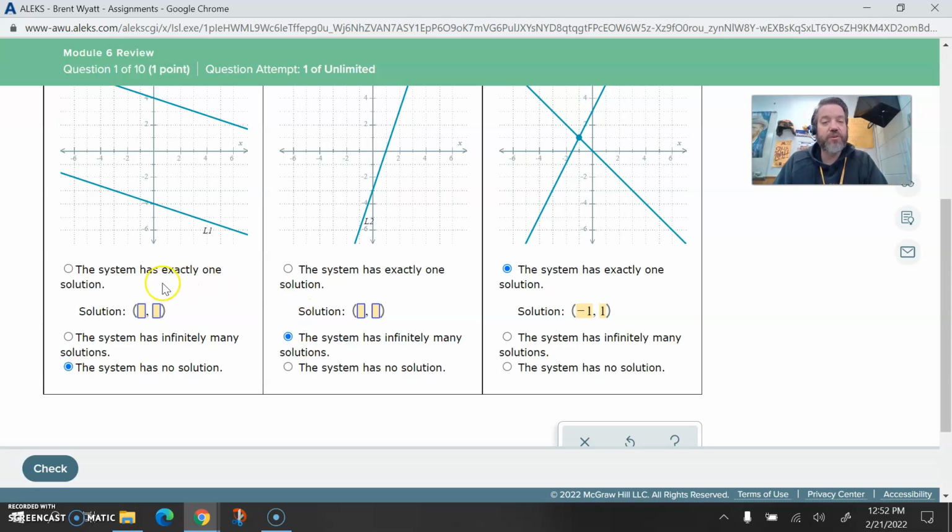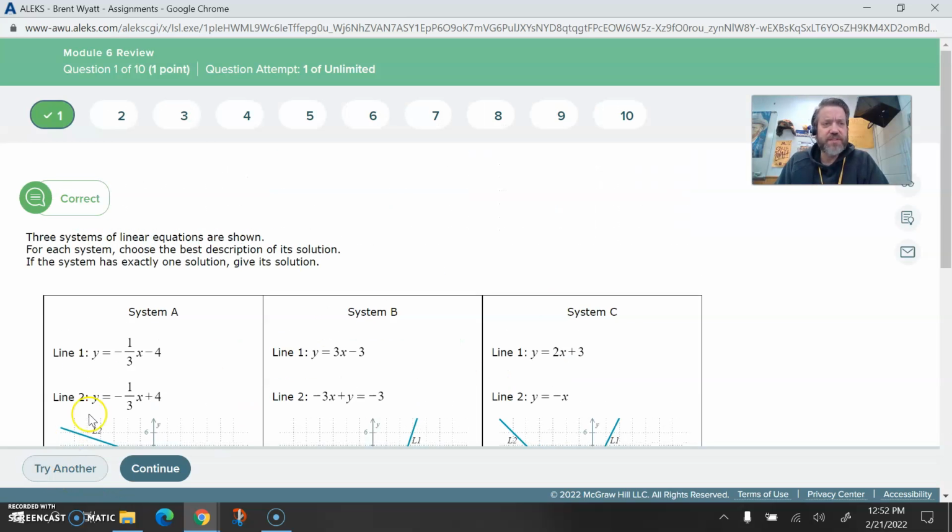That's what I'm going to mark. Notice you do not fill in any ordered pairs when there is no solution or when there are infinitely many solutions. The only time you fill in the ordered pair solution to the system is when these lines are intersecting at just one point. Okay, let's move on to the second example.